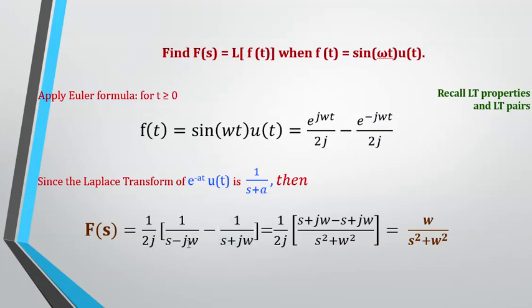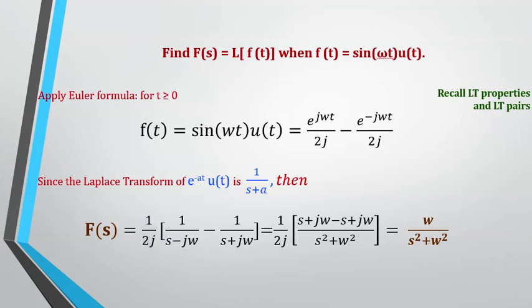And then I can try to take a common denominator here. So I multiply these two by each other. They're like a conjugate pair, so the denominator will be s square plus omega square. The numerator goes here: s plus j omega minus s minus j omega. So the s's cancel each other. It will become 2j omega over s square plus omega square. And 2j will cancel this 2j here. So the answer will be omega over s square plus omega square.